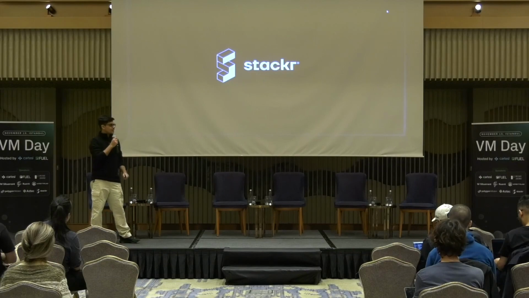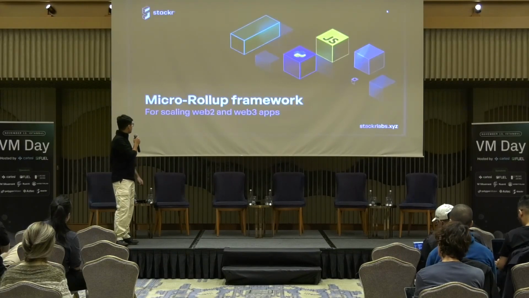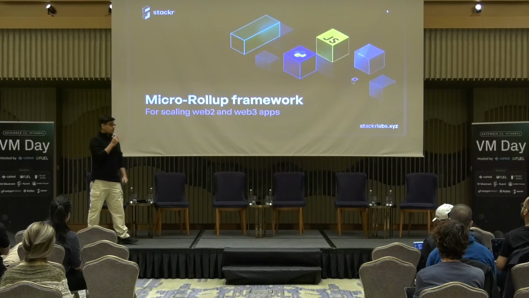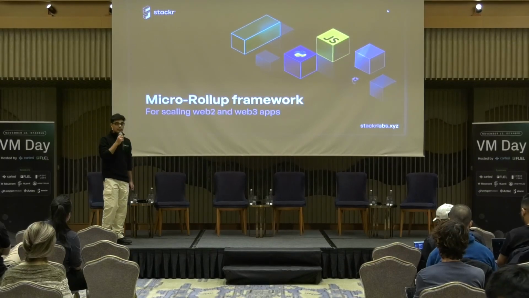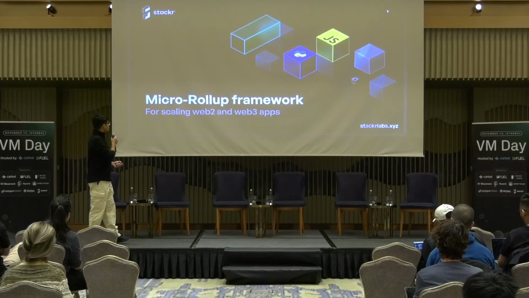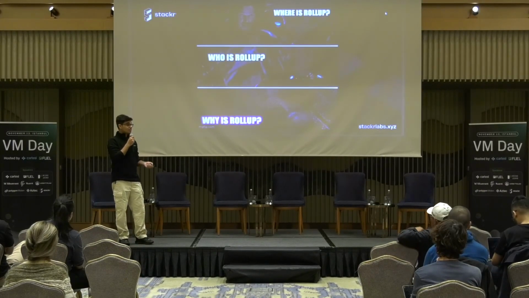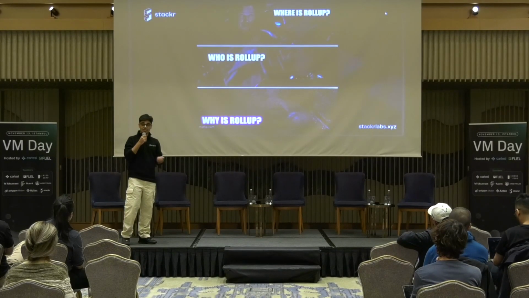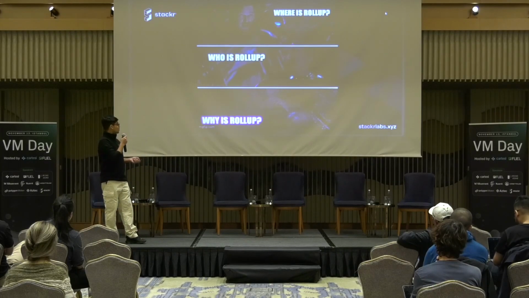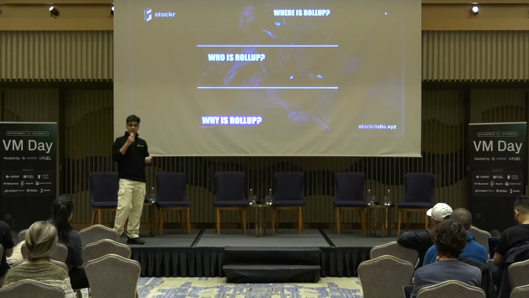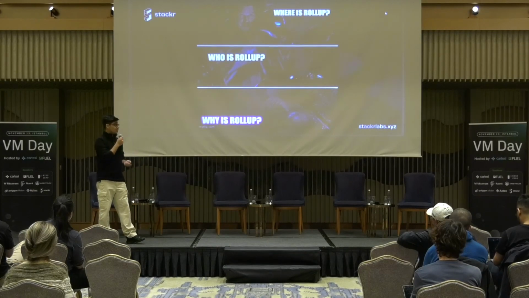Hey, everyone, I'm here to talk about Stackr. We're building a micro rollup framework that allows scaling Web 2 and Web 3 applications. Before we begin, everyone talks about where the rollup is deployed, what exactly a rollup is, and whether rollups are real or not. But I want to start with why: what is the purpose of a rollup? Why are we even building rollups?